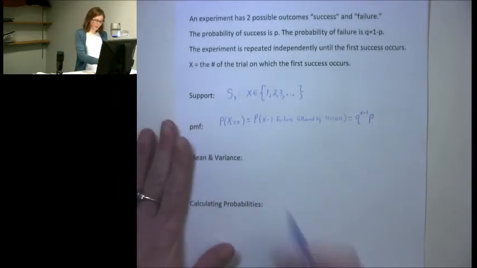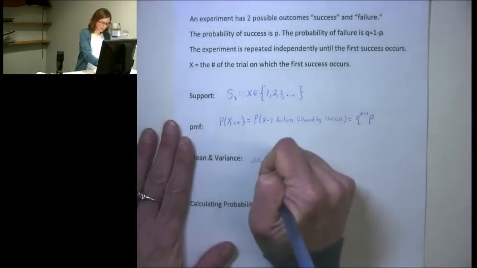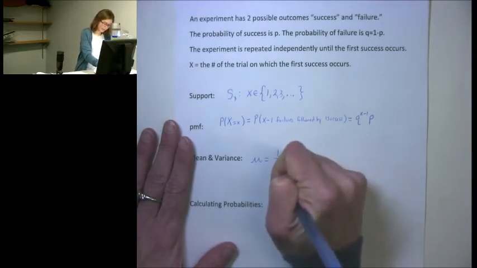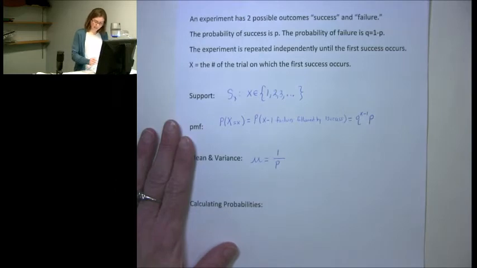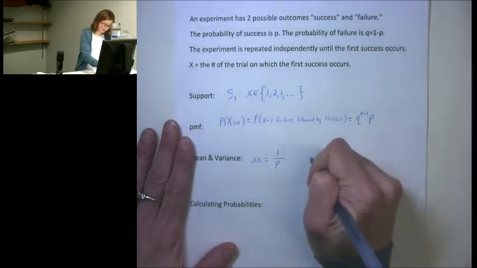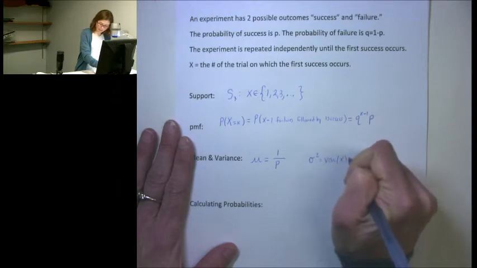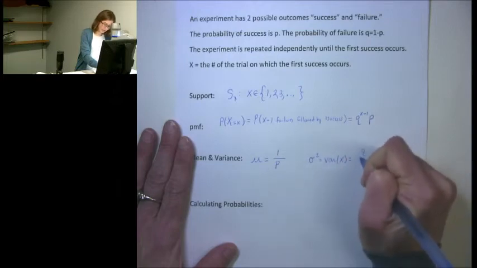Also derived in the book are the mean, which is 1 over the probability of success, and the variance, sigma squared, that's the variance of X, which is q divided by p squared.